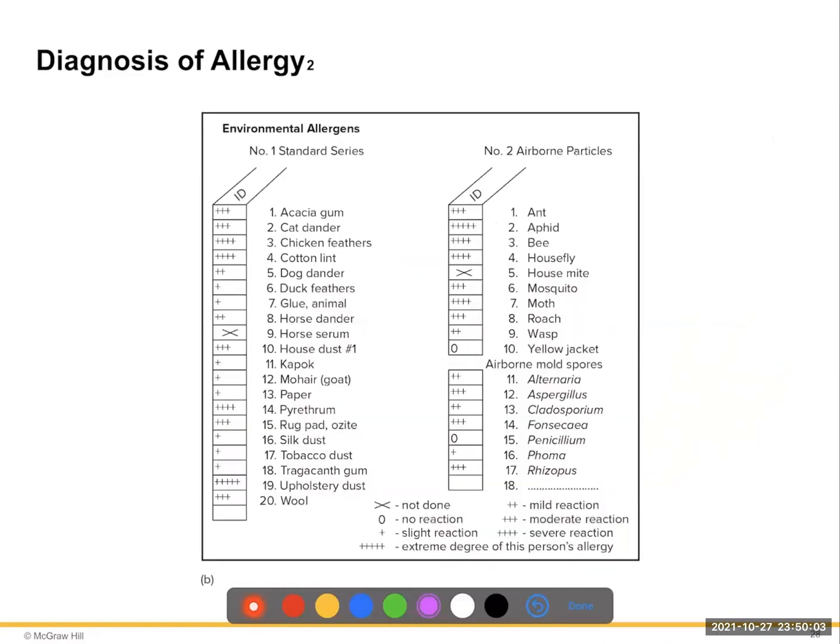Okay. And this is your environmental allergens, and then airborne particles. Environmental allergens would be like glue, horse dander, cat dander, dog dander, silk, upholstery, wool, things like that. Airborne particles could be from an ant, an aphid, bee, housefly, different types of animals. Different types of molds or spores. And you note the type of reaction that they have. If you see the X here, you know there's no reaction. If you see multiple plus signs, like upholstery dust right here, you have an extreme degree of allergy.